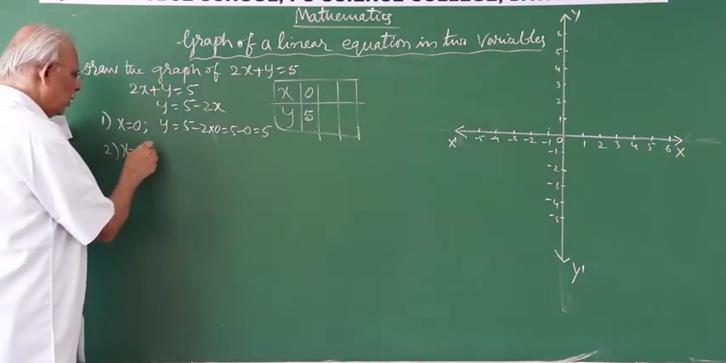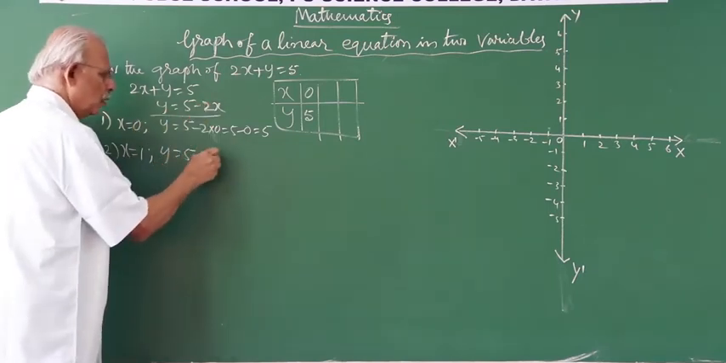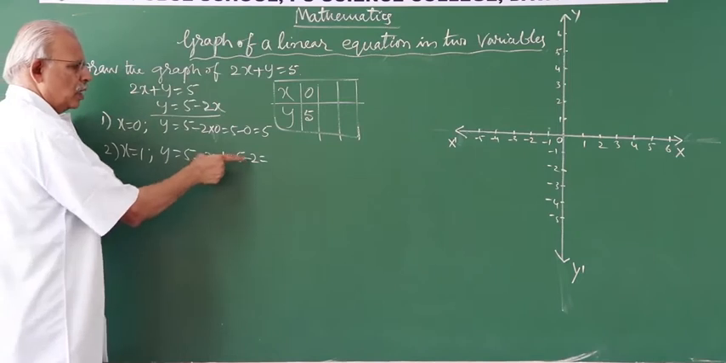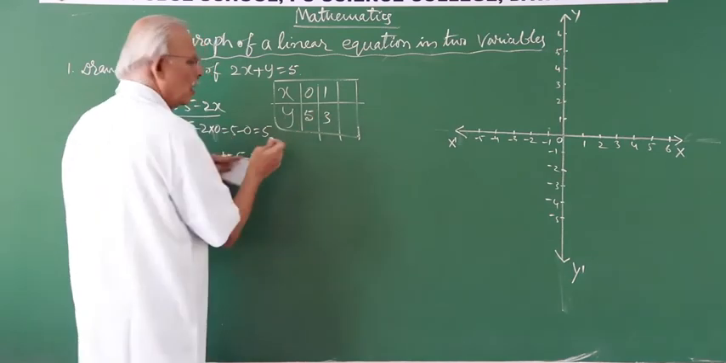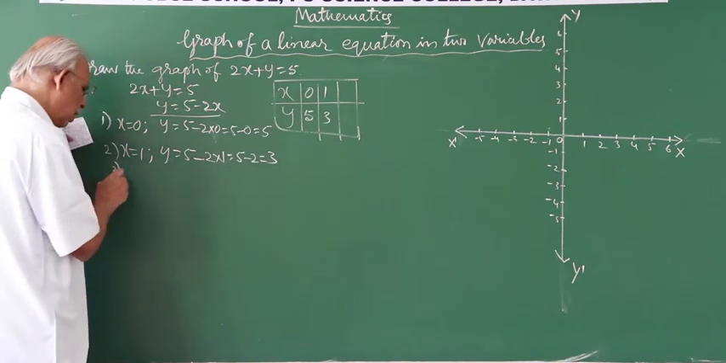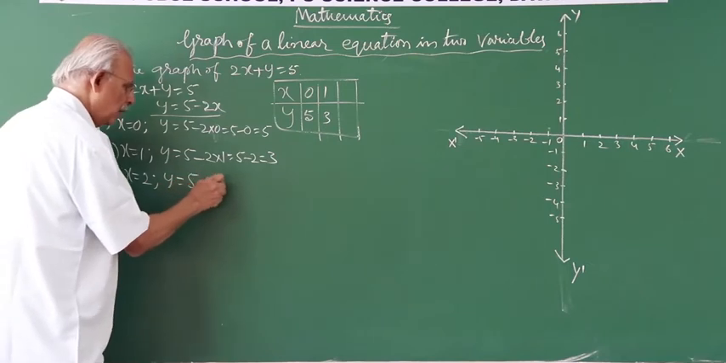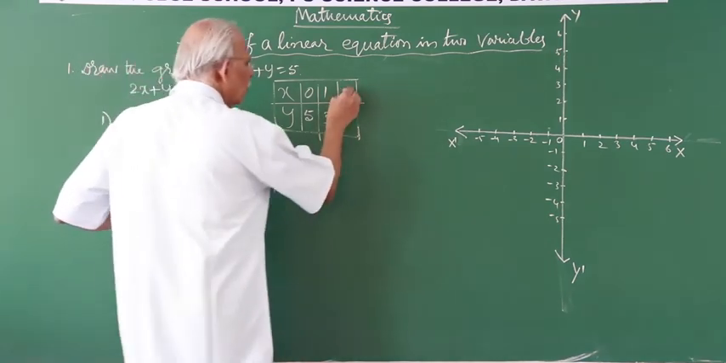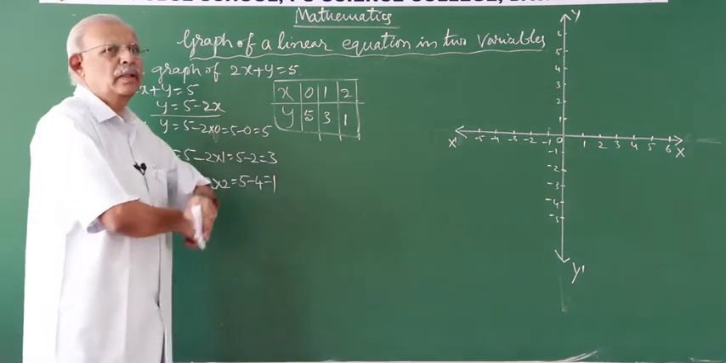Now put x equals 1. 5 minus 2x means 5 minus 2 into 1. That is 5 minus 2, which is 3. When x equals 1, y equals 3. You can also put it in the form of ordered pairs. Now, the third solution, put x equals 2. y equals 5 minus 2 into 2. That is 5 minus 4, which is equal to 1. When x is equal to 2, y is equal to 1.